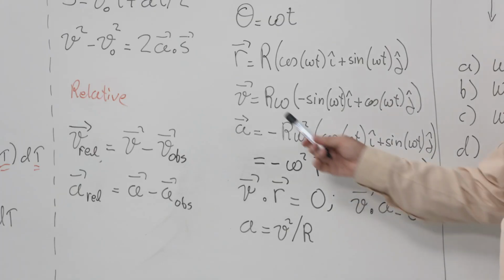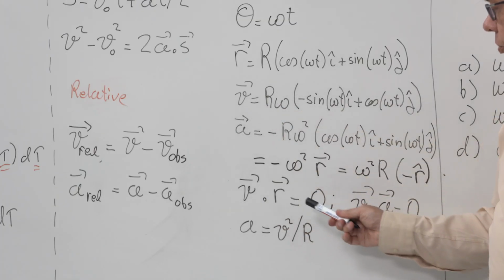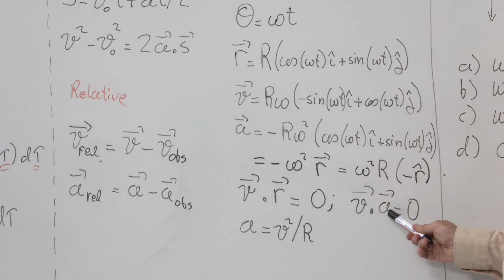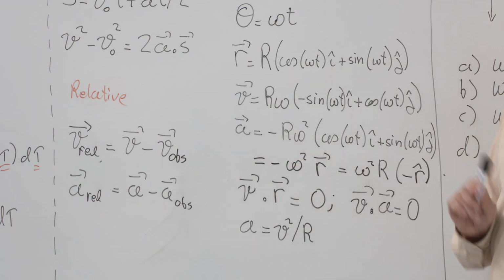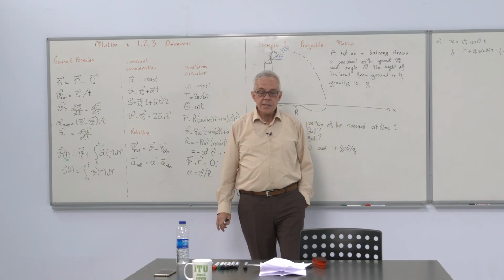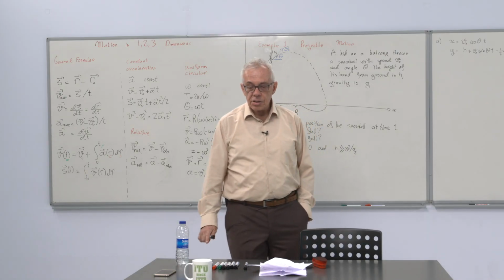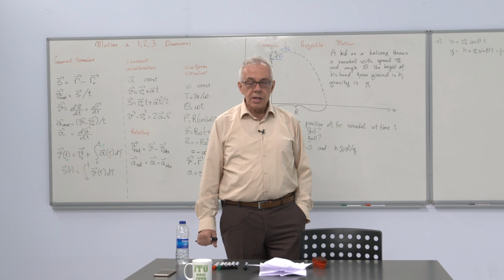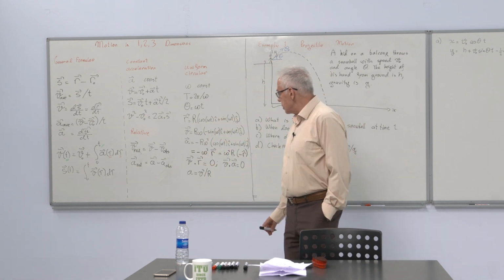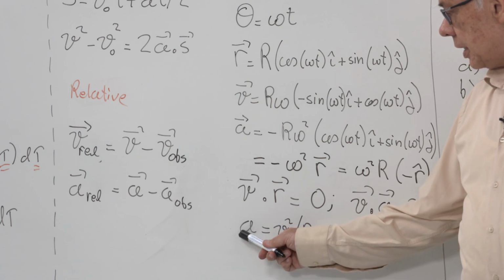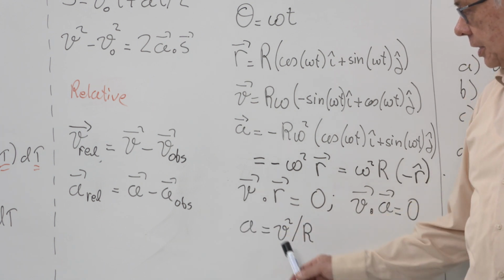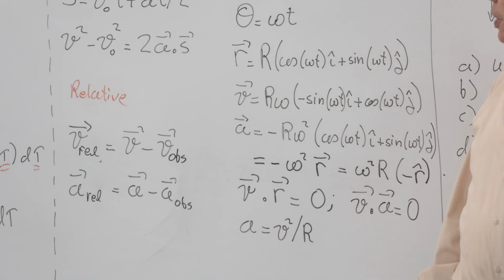Please note that velocity is perpendicular to position and to acceleration, and acceleration is radially inward, meaning it is centripetal. There is no centrifugal acceleration. And the relation between velocity and acceleration is that the centripetal acceleration is v squared over r.